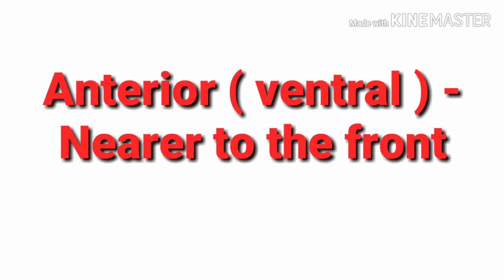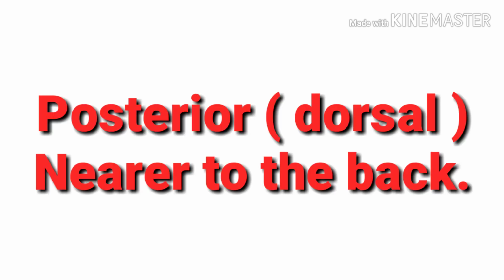Anterior or ventral meaning nearer to the front. For example, cornea is anterior to the lens. Posterior or dorsal meaning nearer to the back. For example, lens is posterior to the cornea.